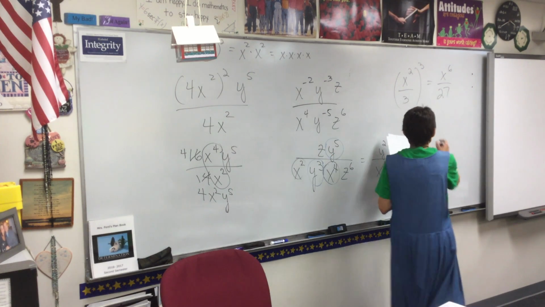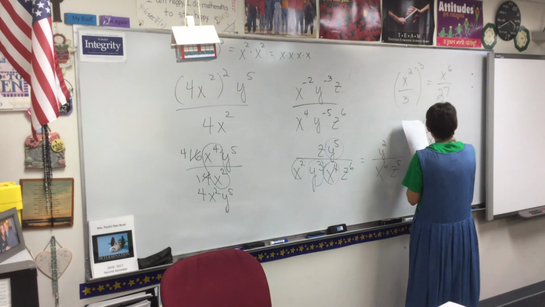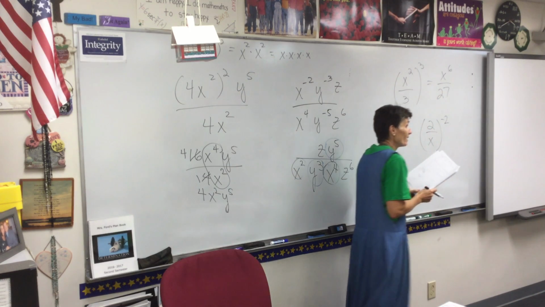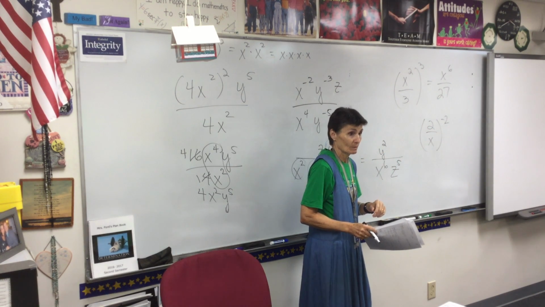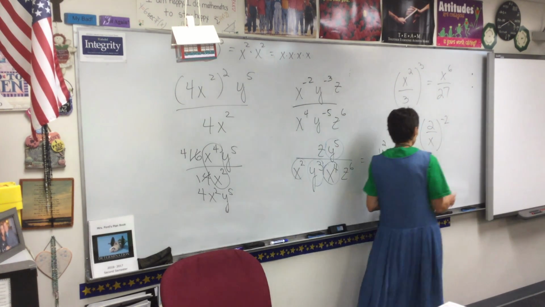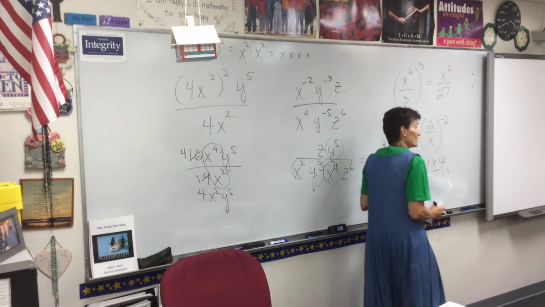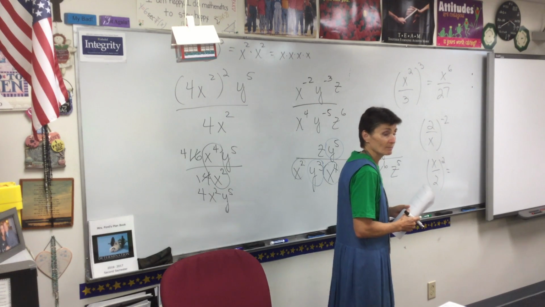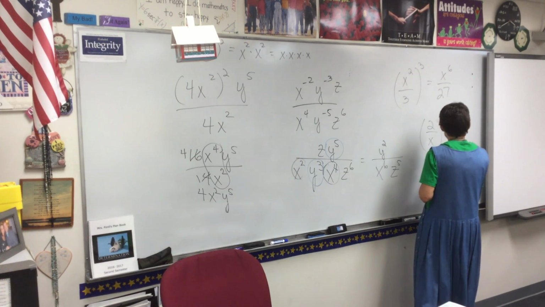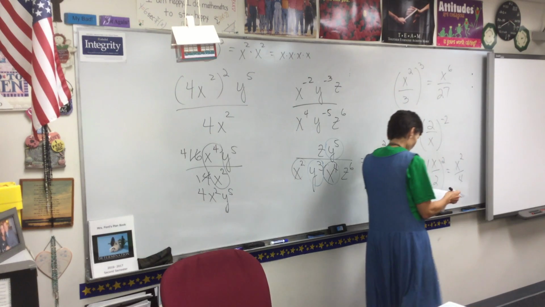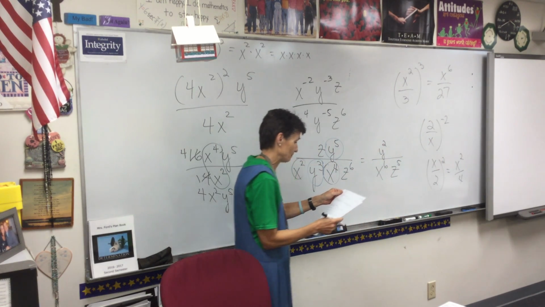And F has another negative in it, but the negative is on the whole fraction. Flip it when it's on the whole fraction. And our answer will be X to the second over 2 to the fourth, x to the second over 4. Very, very nicely done.